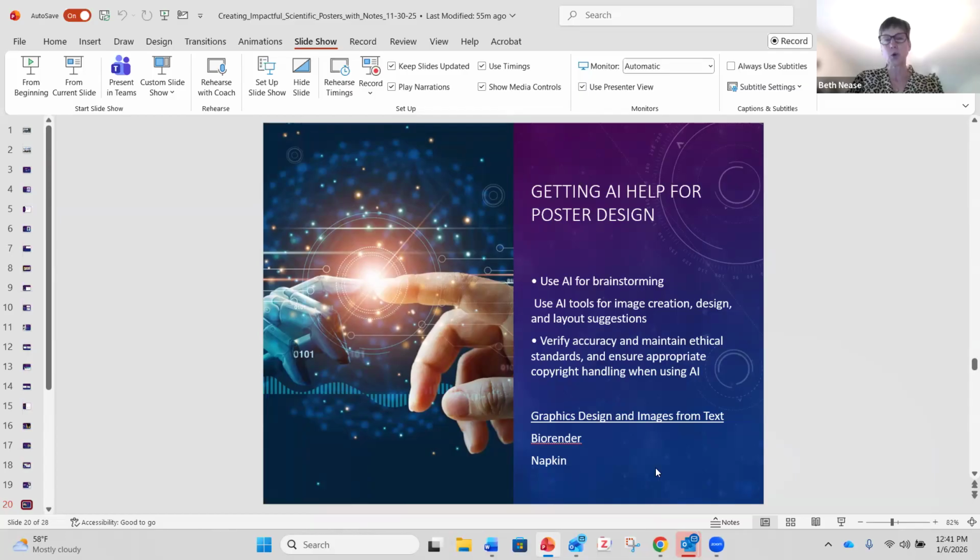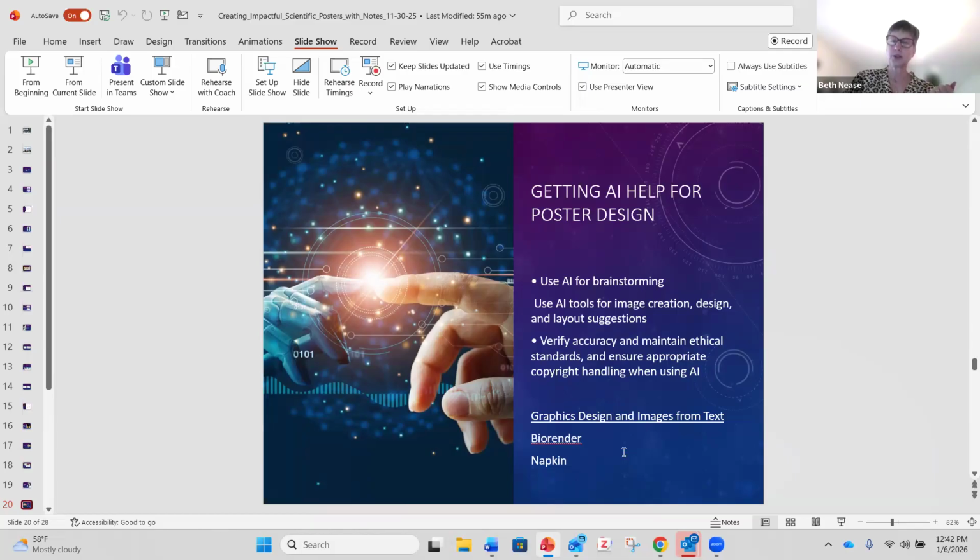I love AI for brainstorming, but I like to own my own creativity in the end. So I think that's important, considering ethical use of AI and also not replacing your own voice. You always want to make sure you're verifying accuracy and maintaining those ethical standards and ensuring appropriate copyright when using AI. A couple of graphic design and images from text tools that I've used have been BioRender and Napkin.